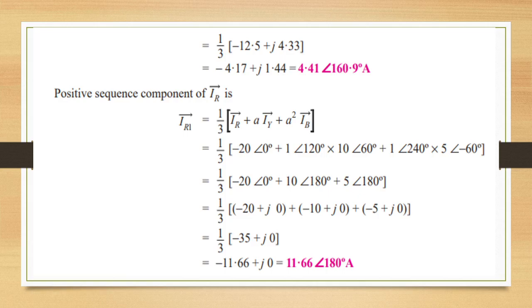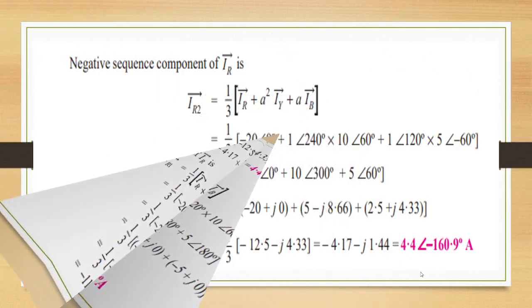Positive sequence component of IR, IR1, is 1/3 of IR plus AIY plus A square IB. So IR is minus 20 angle 0, A is 1 angle 120, IY is 10 angle 60, A square is 1 angle 240, IB is 5 angle minus 60. Adding these and getting the value in rectangular form as minus 11.66 plus J0. In polar form it is 11.66 angle 180 degree ampere.